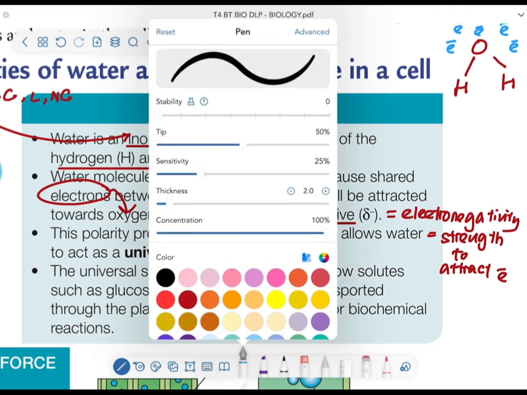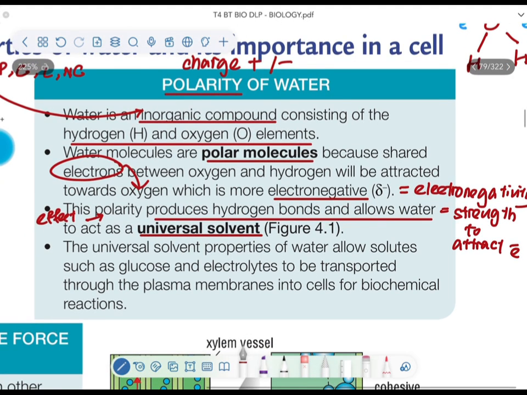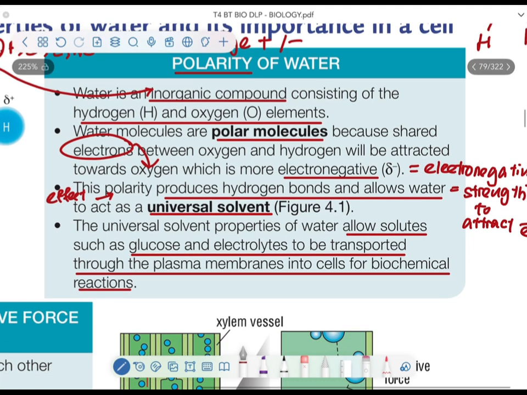The consequence and effect of this polarity is that it produces hydrogen bonds and allows water to act as the universal solvent. The universal solvent allows solutes such as glucose and electrolytes to be transported through the plasma membrane into the cells for biochemical reactions. Okay, so water is the universal solvent.